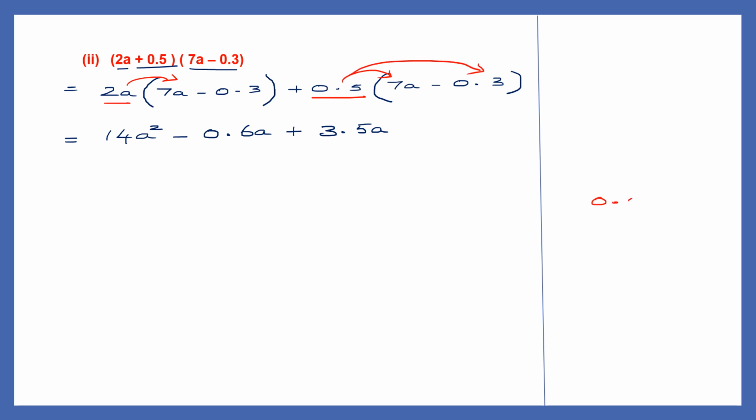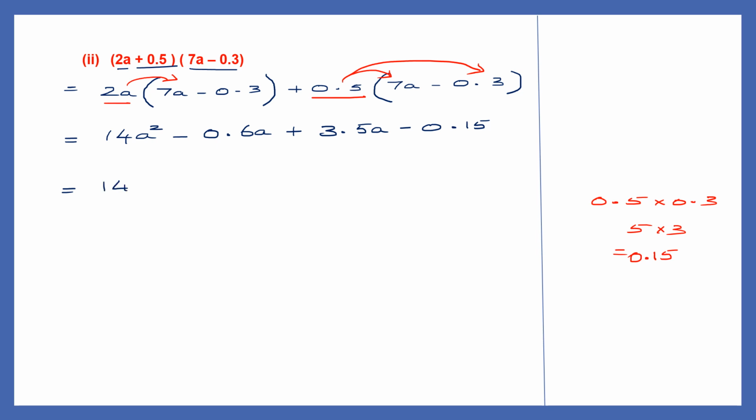Then we multiply 0.5 into 0.3. Let's do that. 0.5 into 0.3, that is 5 into 3, which is 15. And there are two decimal places, so our answer also should have two decimal places. So that is 0.15. And let's write that. That is minus 0.15. So here let's continue.